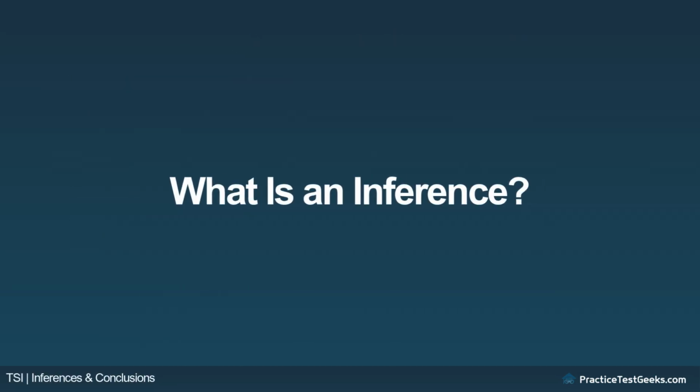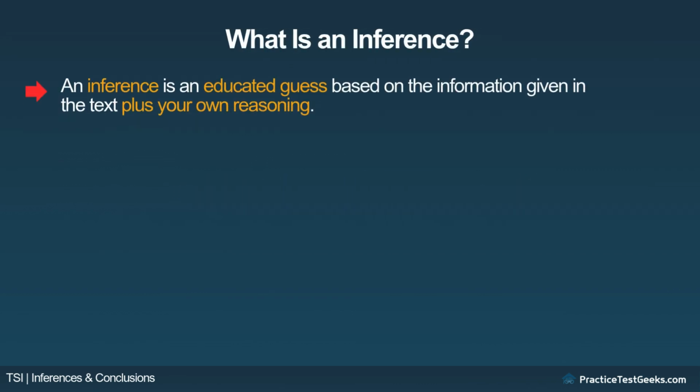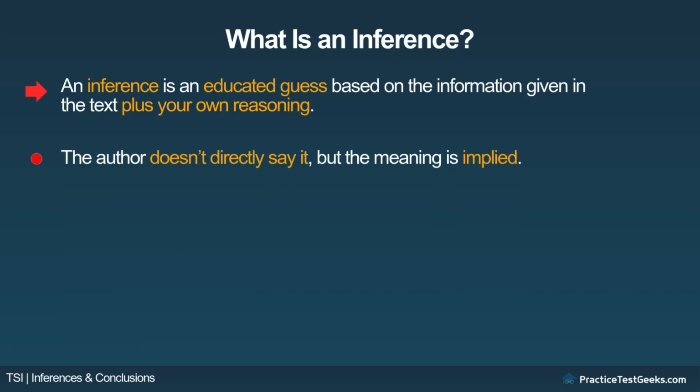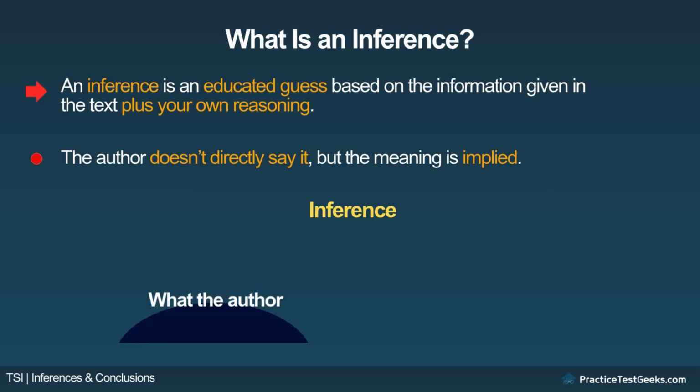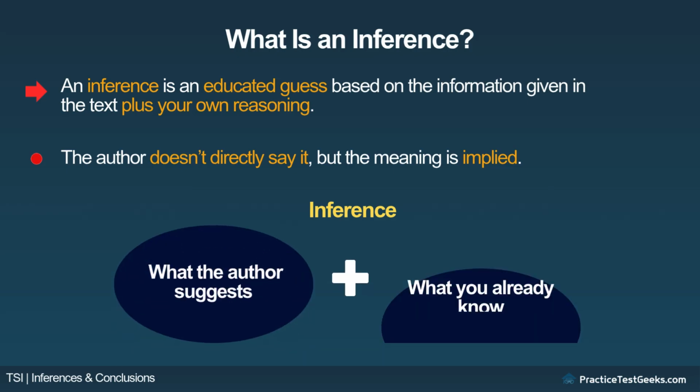Let's begin with Part 1. What is an inference? An inference is an educated guess based on the information given in the text, plus your own reasoning. The author doesn't directly say it, but the meaning is implied. Think of it this way. Inference: what the author suggests, plus what you already know.